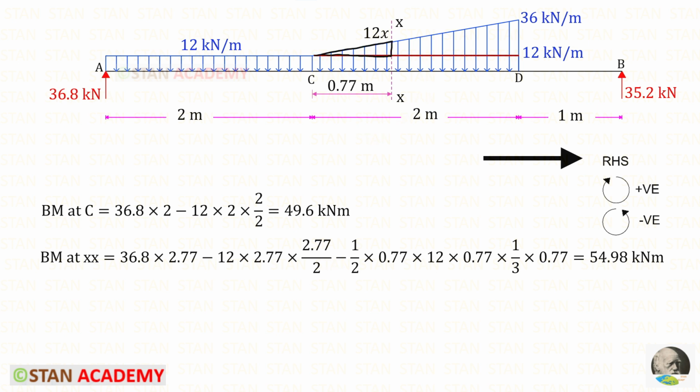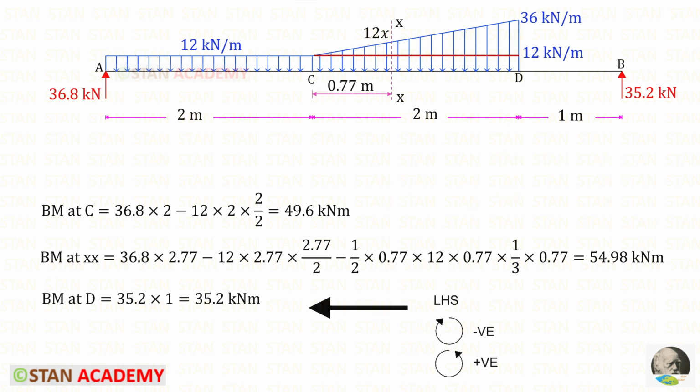Let us take this triangle. The area is half into BH. Here the breadth is 0.77 and the height is 12x, so it is 12 into 0.77. And the centroid distance about the section is 1 upon 3 into breadth. Here the breadth is 0.77, so it is 1 upon 3 into 0.77. For the moment about the section, we will get 54.98.